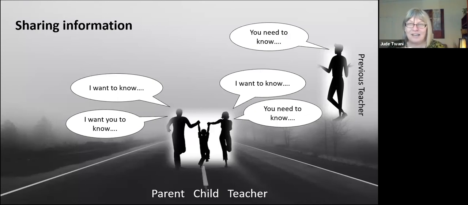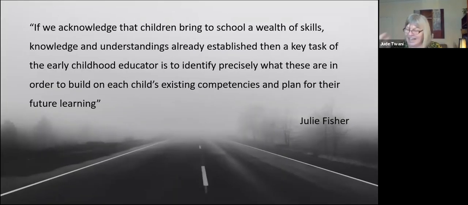They're critical building blocks which need to be looked at carefully and considered as we plan for the next stage. So think about the previous teacher. And again, Julie Fisher says that if we acknowledge that children bring with them a wealth of skills, knowledge and understanding that's already well established and foundational, then the key task for us is to identify precisely what these are so we can build on them, build on their existing competencies and plan for where we go next with it. Really critical that we're building on that.